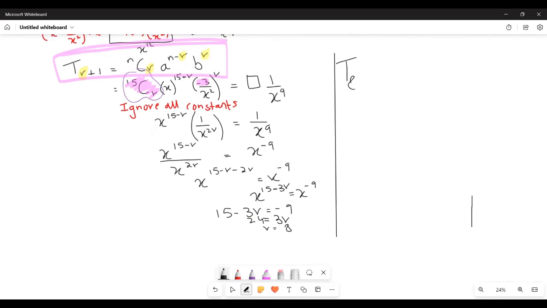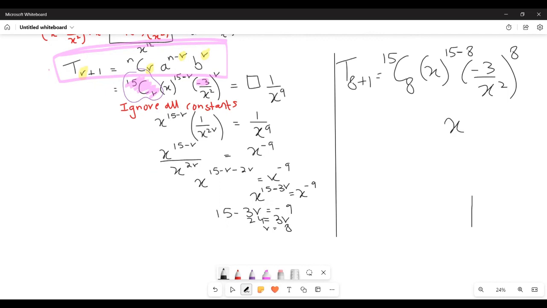Okay, so t r plus 1, so t 8 plus 1 equals to n 15 c r is 8, a is x power 15 minus r is 8 and minus 3 upon x square, and r is the bottom value 8. So let's see, do we now get 1 over x power 9? Hamara numerator kya hai? Hamara numerator hai x power 7, aur hamara denominator hai x power 16. Does this give us 1 over x power 9? Are these two the same? X power 7 upon x power 16, yes, because if you take the 7 power down, you get 1 over x power 16 minus 7, which is in fact x power 9.